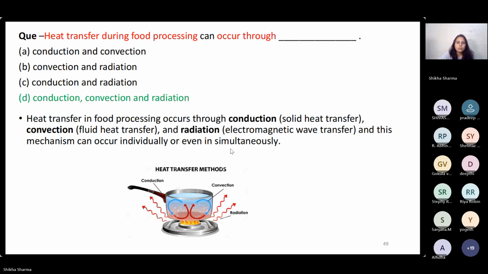So heat transfer in food processing occurs through conduction, which means solid heat transfer, convection, which is fluid heat transfer, and radiation, which is electromagnetic wave transfer. These mechanisms can occur alone or simultaneously. If we are boiling water, we can see conduction through the solid metal, then convection as it moves in the fluid, and radiation from the heated metal.